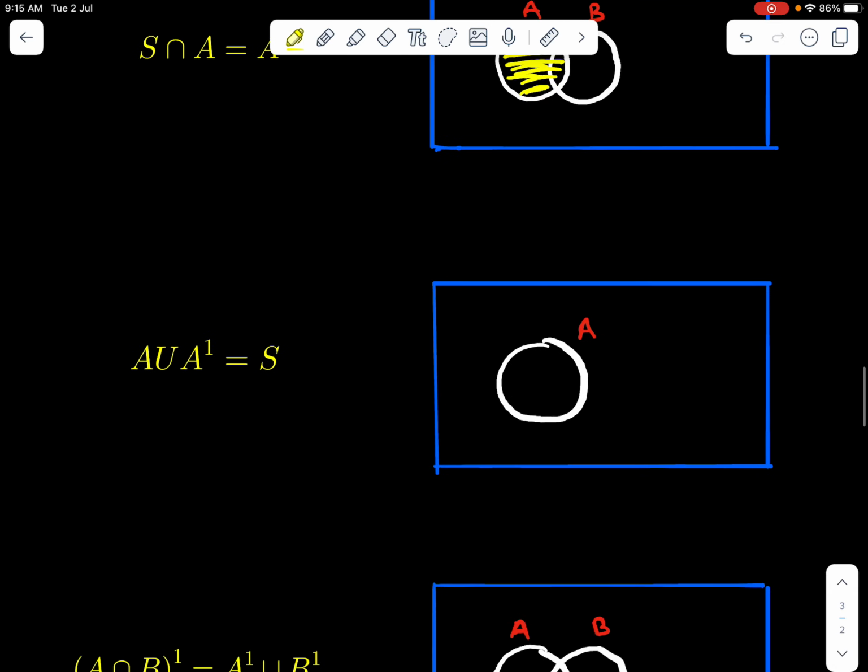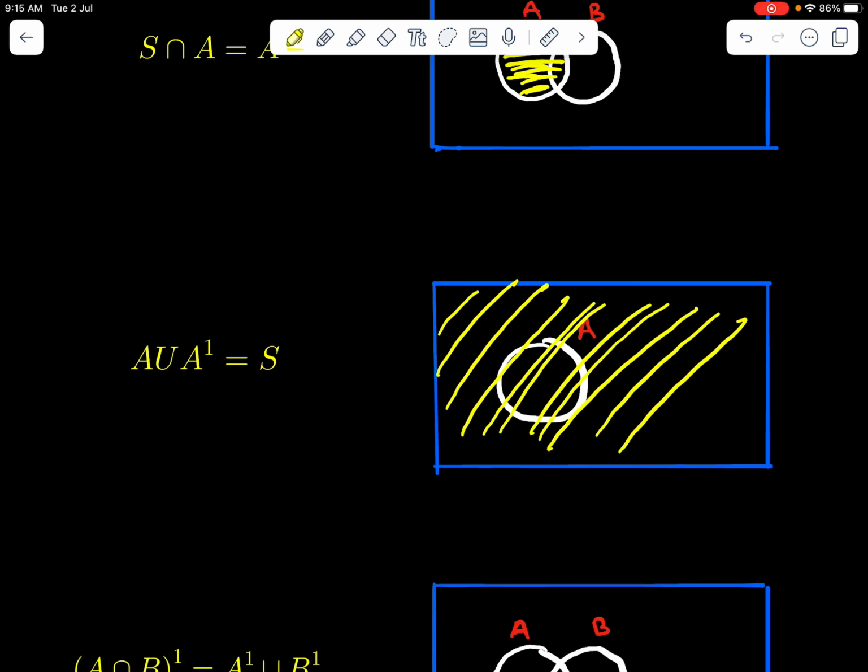A union A dash, that is equal to S. It is called the overall.